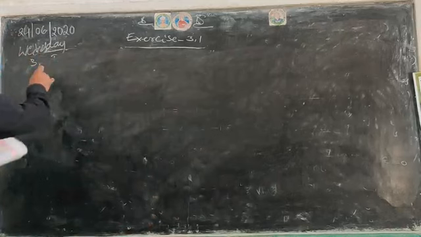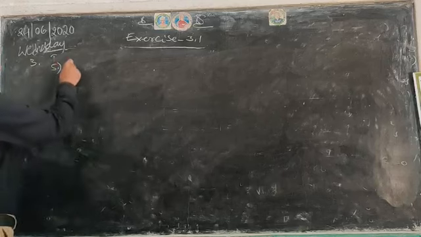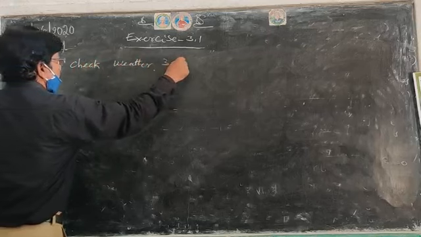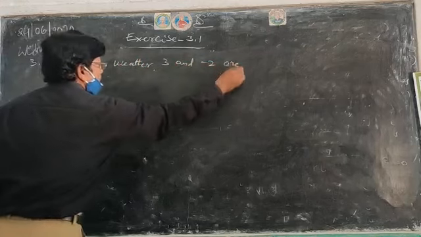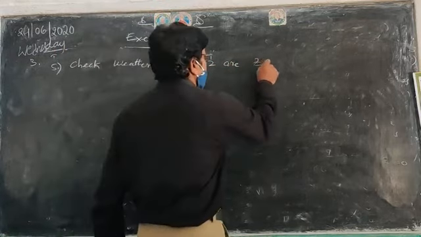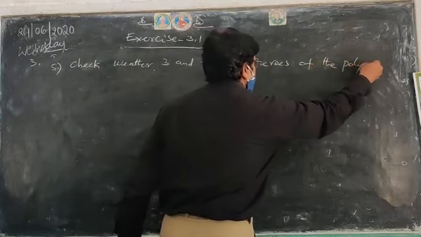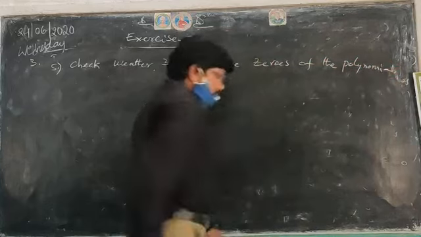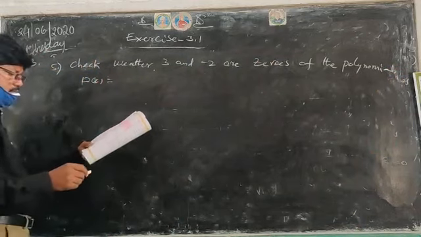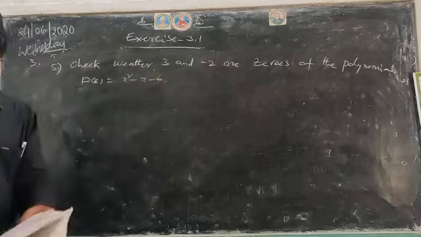And also children, the fifth one: check whether 3 and minus 2 are the zeros of the polynomial P of x equal to x square minus x minus 6.